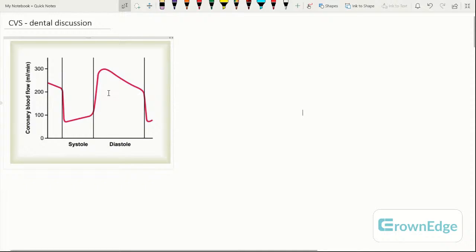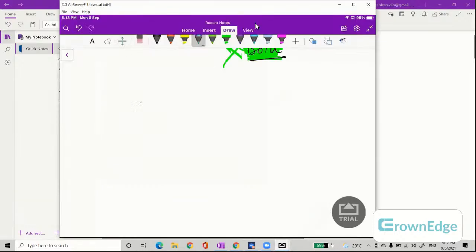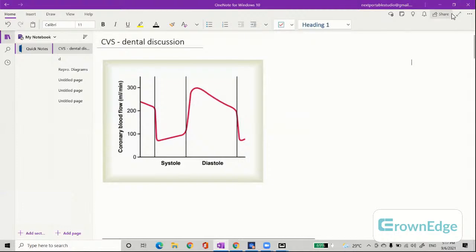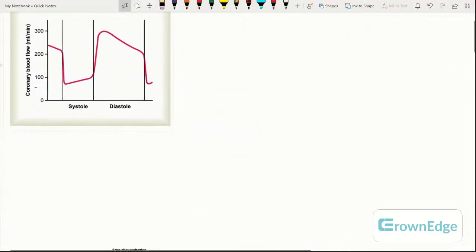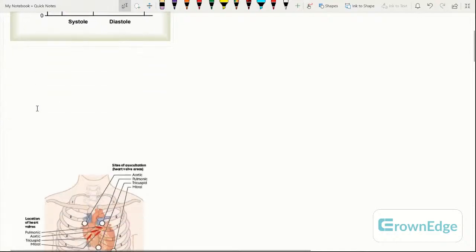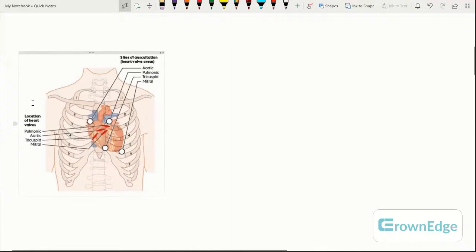So you must know that this is talking about the heart. Why? Because during the systole, the heart is the only organ in which there will be minimum blood flow. So whenever they give you such diagrams, you must know that yes, this is talking about coronary blood flow. Okay, so look at this diagram. Now look at this diagram.